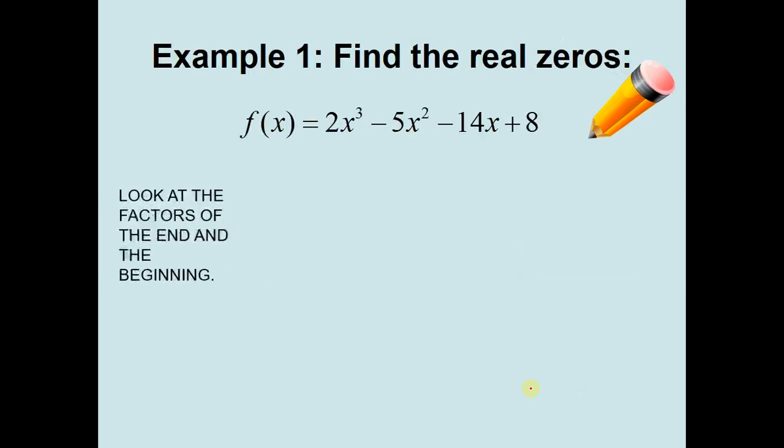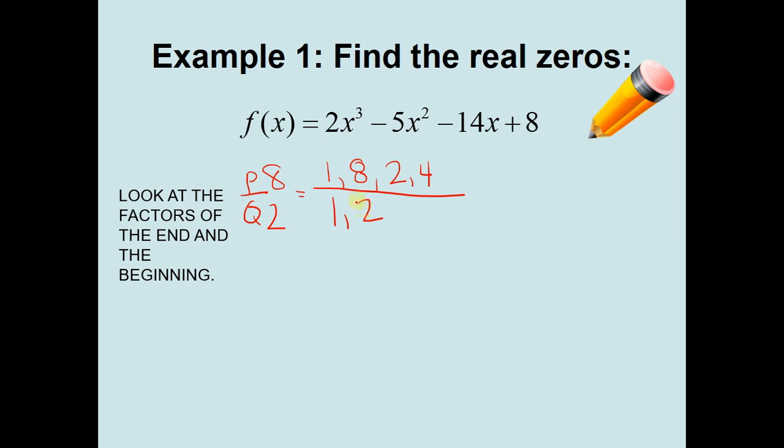So first we're going to look at the factors on the end and the factors of the beginning. So p over q, p being 8, q being 2. So here's what I'm going to do: I'm going to list all the factors of 8, aka numbers that multiply to give me 8. So I believe that would be 1 and 8 and 2 and 4, right? All of those give me 8. Now let's list the factors of 2. That would be 1 and 2.